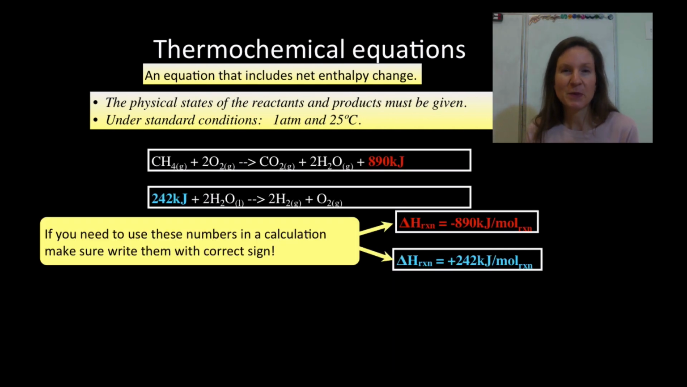A solid will give and take in a different amount of energy than a liquid will. So here are examples of what thermochemical equations look like. They're just normal chemical reactions, but they include a heat energy. 890 kilojoules is the first example, 242 kilojoules is the second example, and those are the heat energies associated with these chemical processes. One thing you'll notice is for the combustion one, heat is a product, and for the electrolysis of water, heat is a reactant.